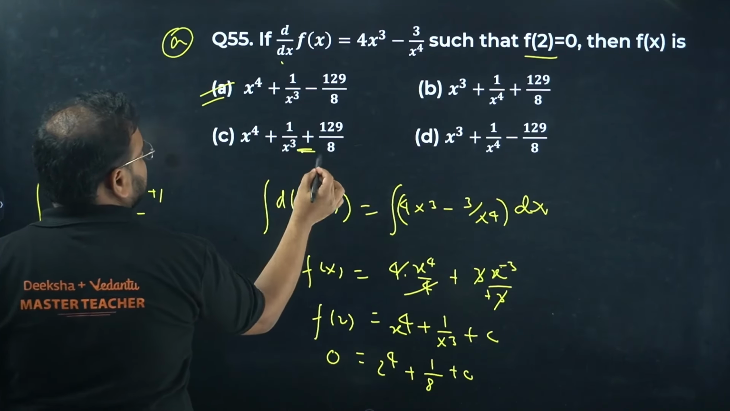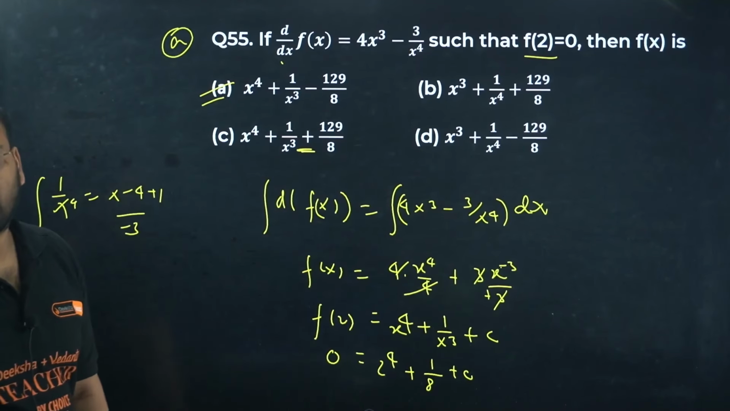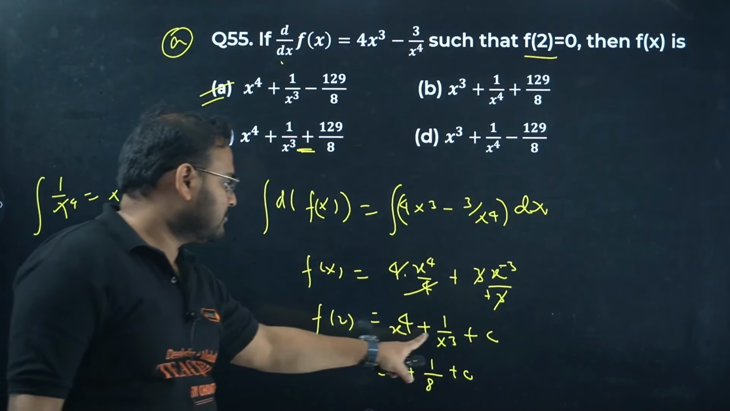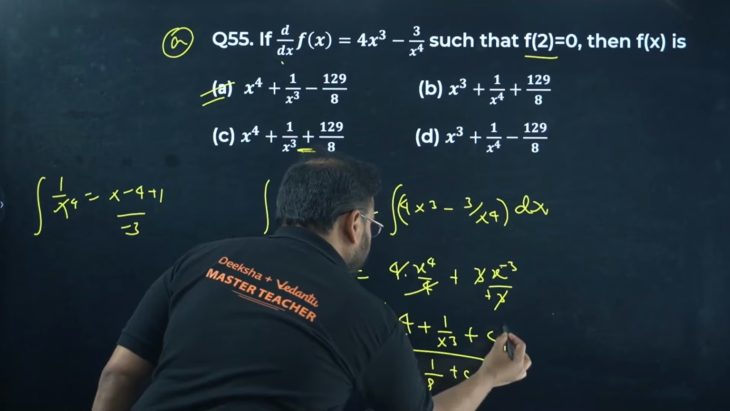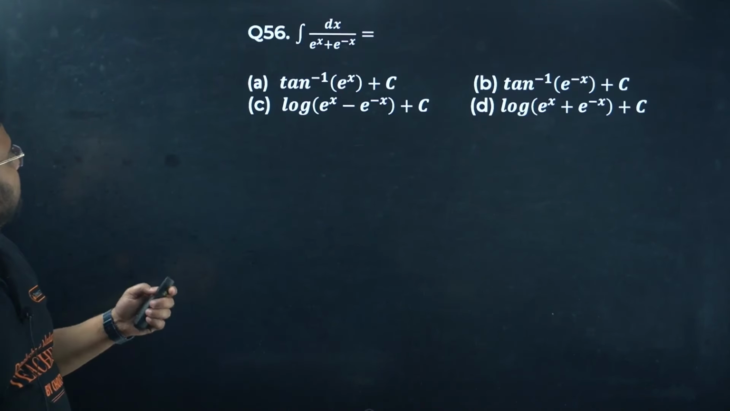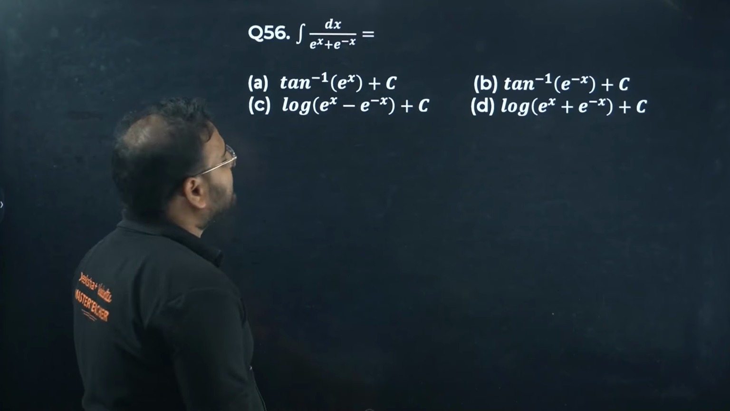In this, c is coming as positive, so you have to ignore that. Other is not true. X cube is there, x cube is there. We should get here x power 4. Check, this is the answer, and c is negative. Done?